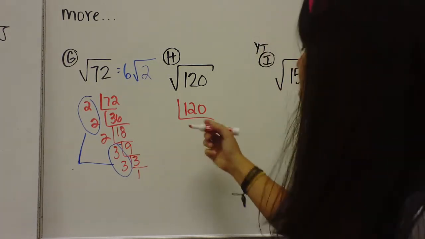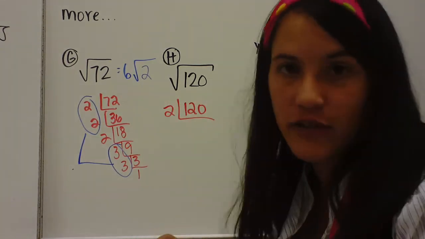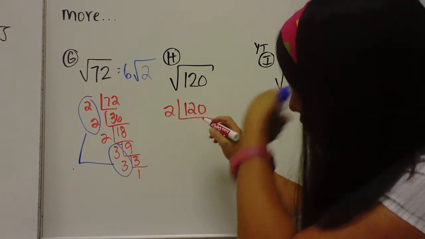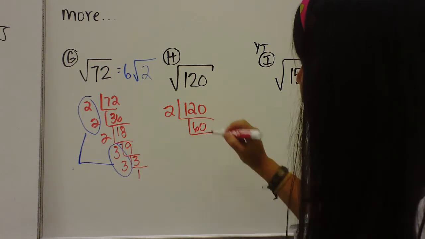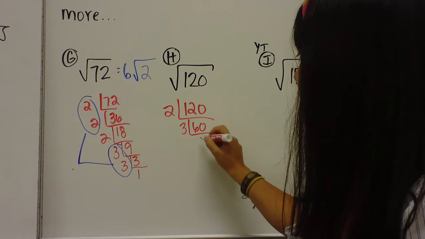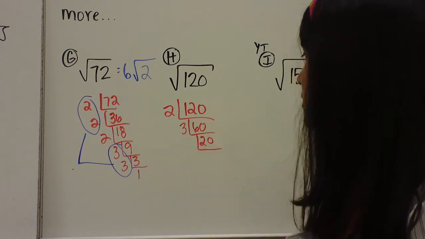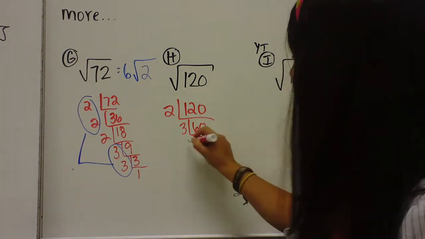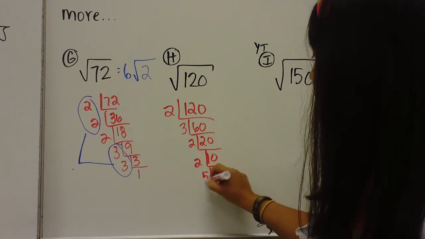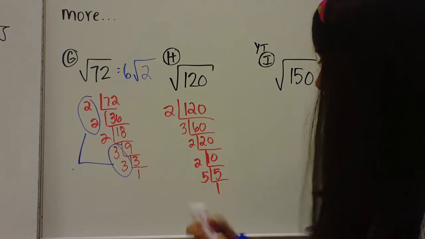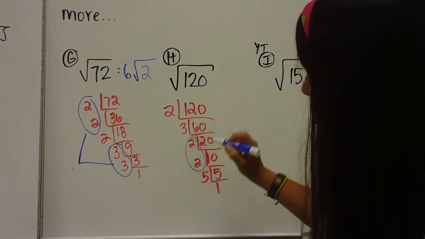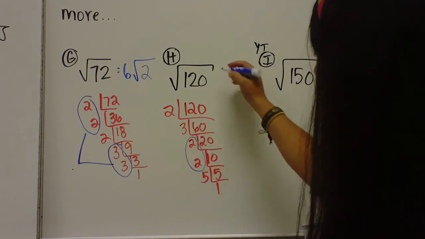120. Let's divide by 2. Now remember, you can't use 4 because it's not prime. So let's divide by 2. And that is 60. Now let's just say you wanted to divide by 3. And you get 20. Okay? Now let's go back to 2. And you get 10. 2 is 5. And 5 is 1.